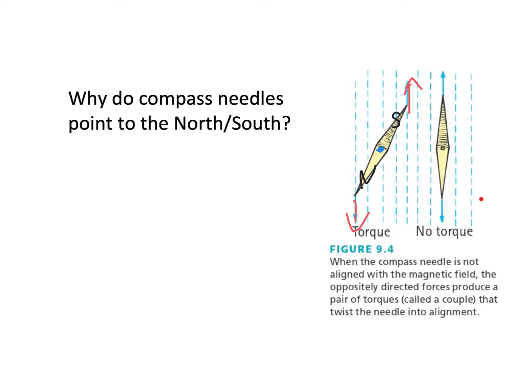And you can see that on the right, where these forces have pulled this guy up and pulled that guy down, creating a twisting force. We call that a torque. It creates a torque to rotate this guy so that it lines up with the field.